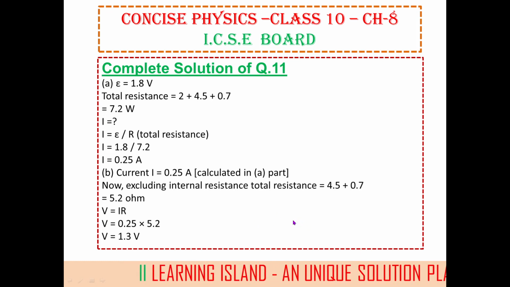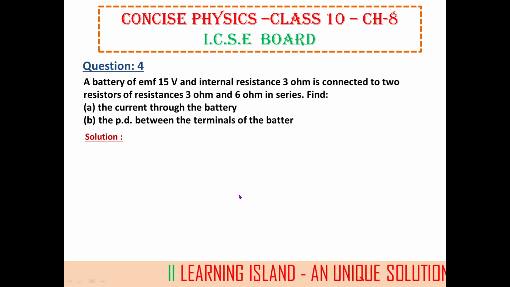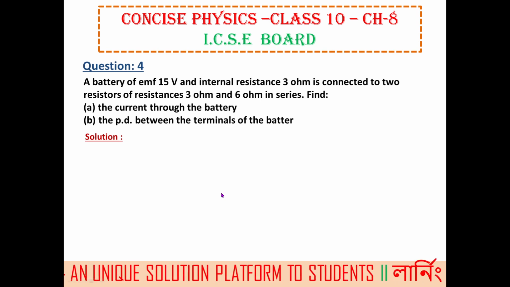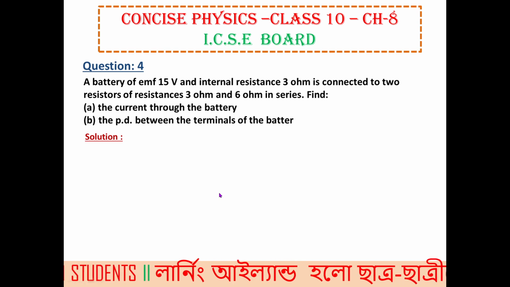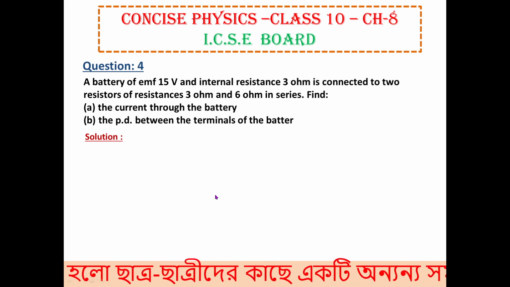Now we can go to the next question. Question number 4. A battery of EMF 15 volt and internal resistance 3 ohm is connected to two resistors of resistance 3 ohm and 6 ohm in series. Find the current through the battery and the potential difference between the terminals of the battery.